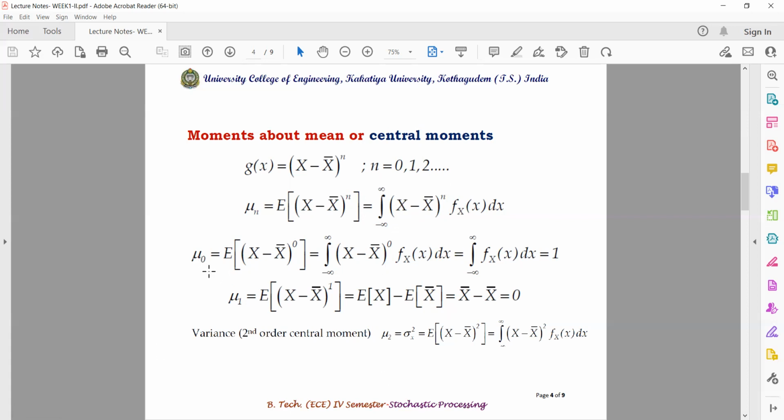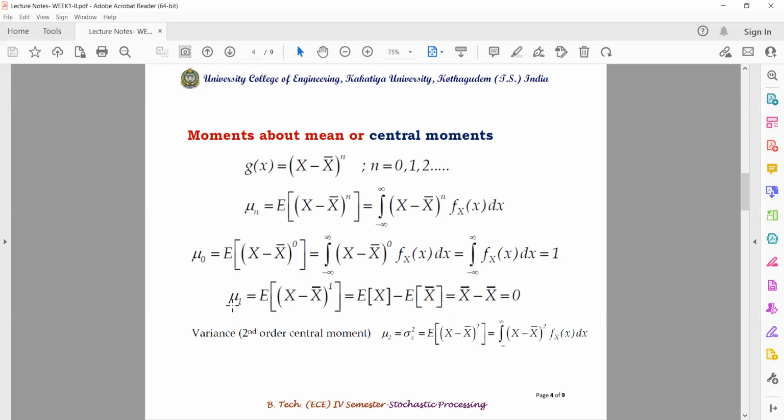First parameter is again mu0. This is the 0th order central moment, which is equal to expectation of x minus x bar whole power 0, equal to the integral from minus infinity to plus infinity of x minus x bar whole power 0 fx of x dx. So x minus x bar whole power 0 becomes 1. The leftover component is only the probability density function. So the integral from minus infinity to plus infinity of fx of x dx is equal to 1. It is the area under the probability density function.